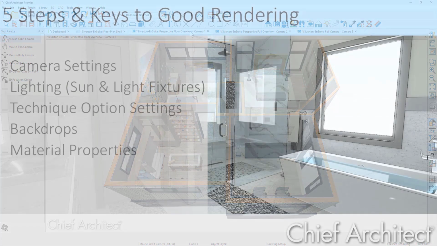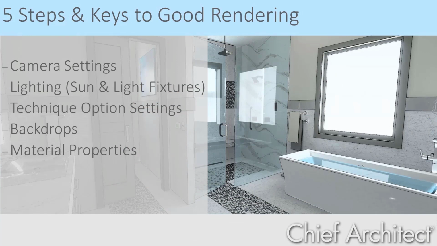When you're going to do rendering, there are really 5 steps you need to focus on to create good rendering. The camera settings, lighting, which consists of sun and your light fixtures, the technique option settings, which might be standard render, might be physically based render, there are several others, putting in a backdrop, and looking at material properties. Each one of these is a subject in and of itself. I'd mentioned earlier about the video playlist. I would encourage you to watch these.